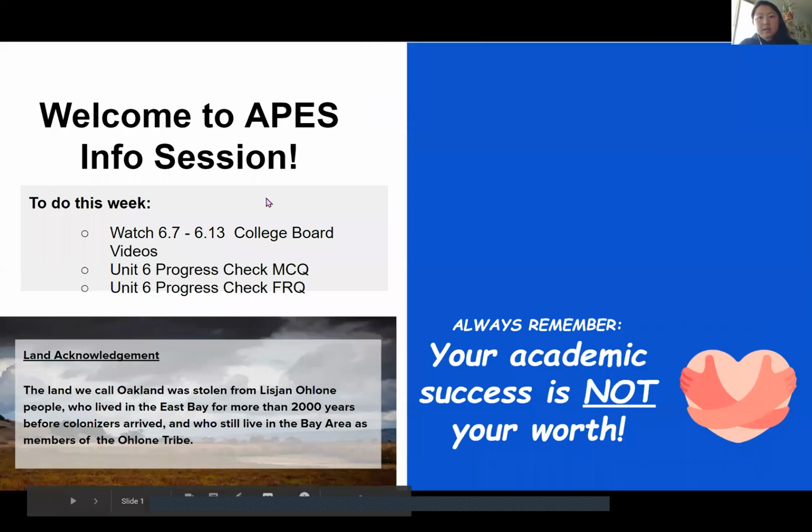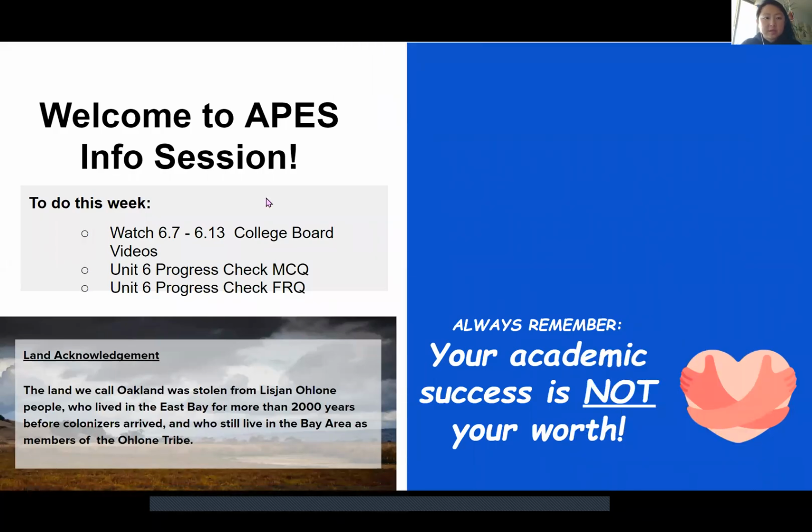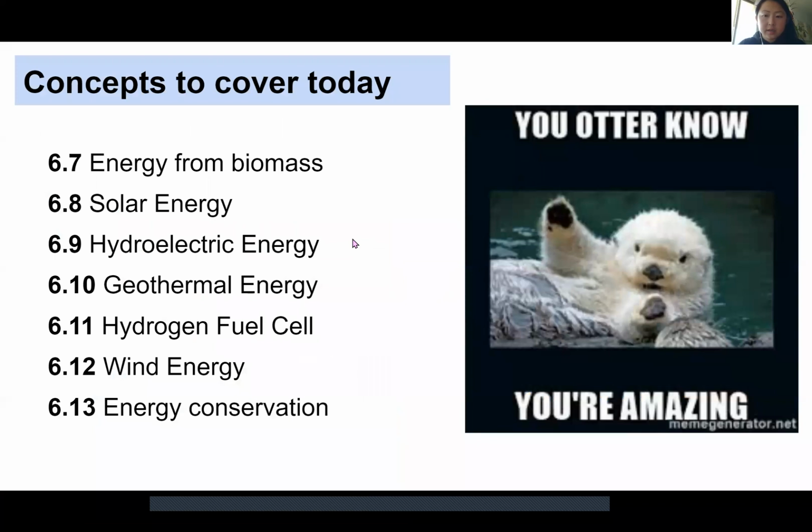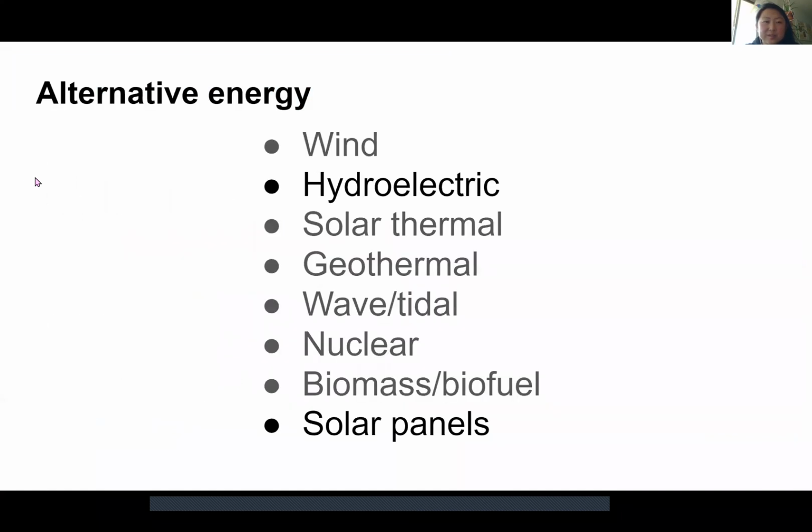Hi y'all. So today we're going to finish up Unit 6, so talk about 6.7 through 6.13. This is a quick overview. The concepts today, we're going to talk about the different renewable energies, and then also I'm going to go into the different forms of energy conservation that the AP test wants you to know. So definitely not all-encompassing, but just what the AP test wants you to know.